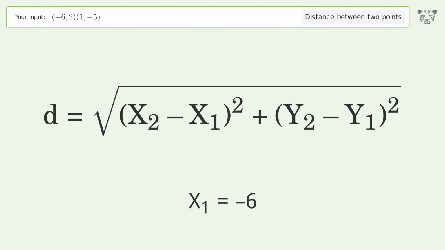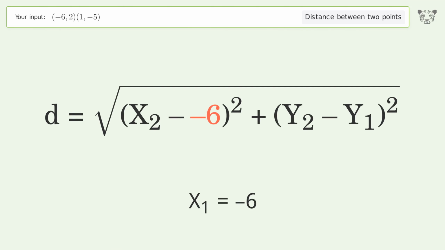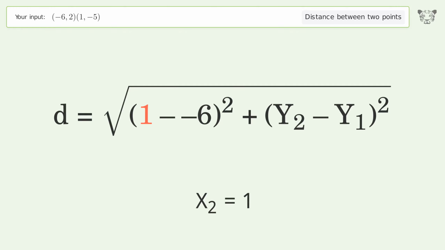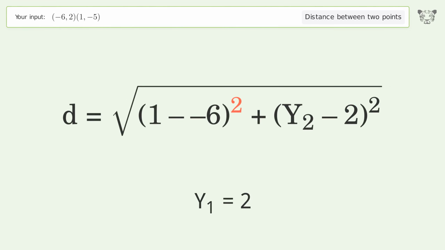x1 equals -6. x2 equals 1. y1 equals 2. y2 equals -5.